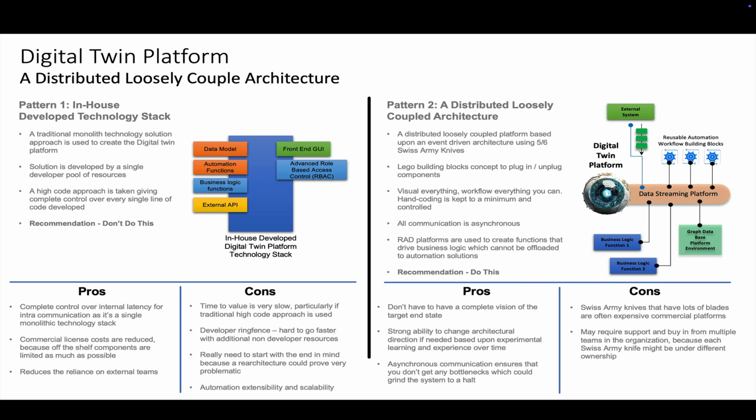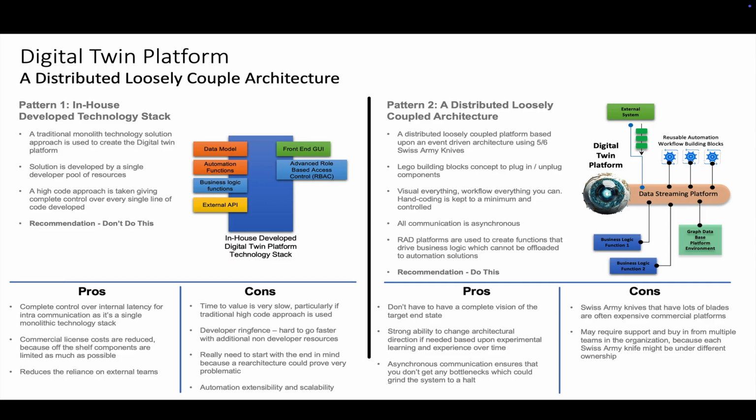The pros for Pattern 2 can be summarized as follows. You don't have to have a complete vision of the target end state. Because of the modular nature using loosely coupled architectural design principles, there is a strong ability to change architectural direction if needed based upon experimental learning and experience over time. Asynchronous communication ensures that you don't get any bottlenecks, which could grind the system to a halt.